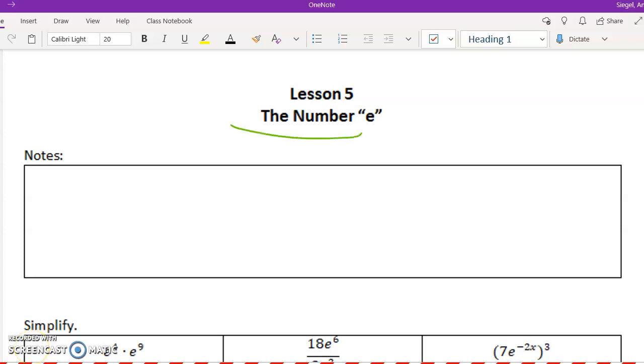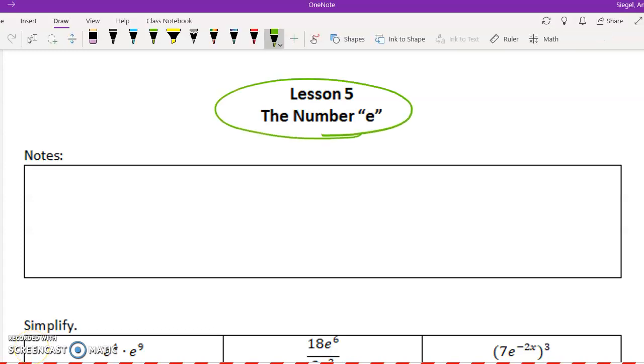Hey guys, welcome to lesson 5. This is a super short lesson. In fact, we've had most of this the other day, but I just wanted to touch base with you about this. So remember the number e, that is called Euler's number.